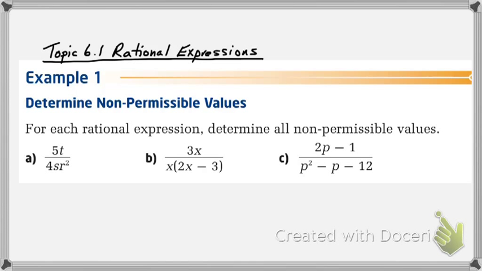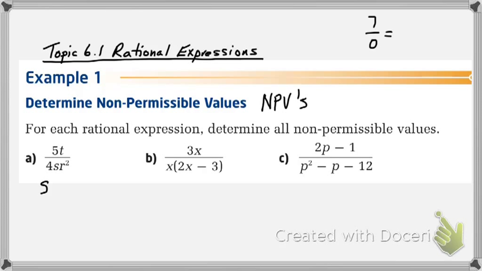Today in Math 20-1, we're going to look at topic 6.1, reducing rational expressions. In example 1, we're going to look at determining the non-permissible values, sometimes called NPVs. First of all, you cannot have a 0 in the denominator. If it is, it's undefined. For instance, you'll never see a fraction like 7 divided by 0.